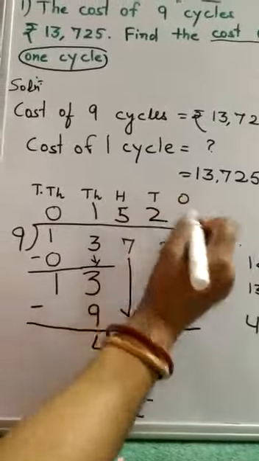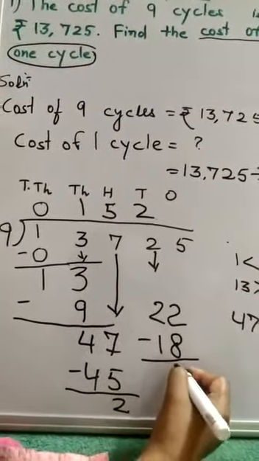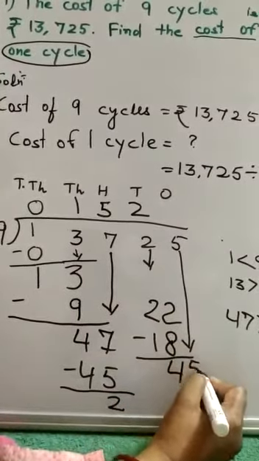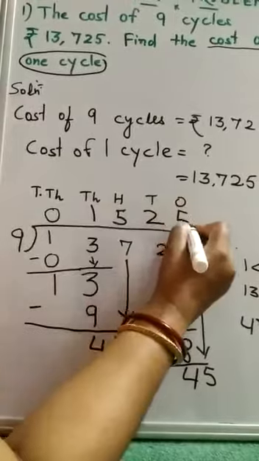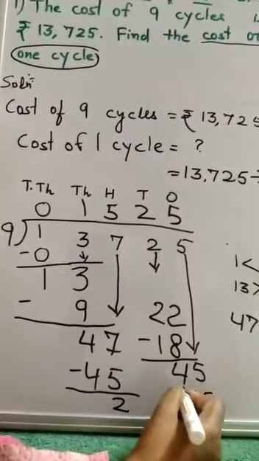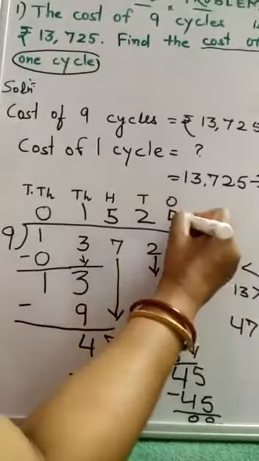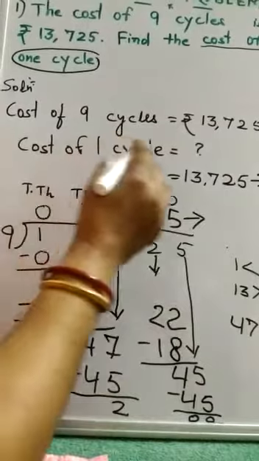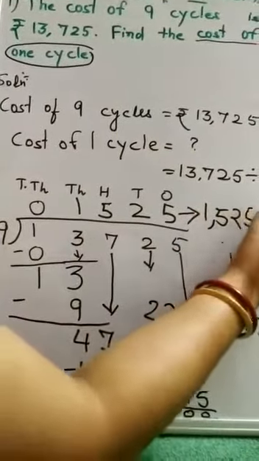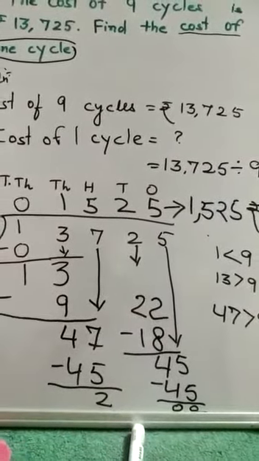2 9s are 18. So 22 minus 18 is 4. Now I will put down this 5 here. It is 45. 9 5s are 45, so I will write 5 at the ones place. 45 minus 45 is 0. So here we see that the cost of one cycle is 1,525 rupees. Okay. So what is the result?